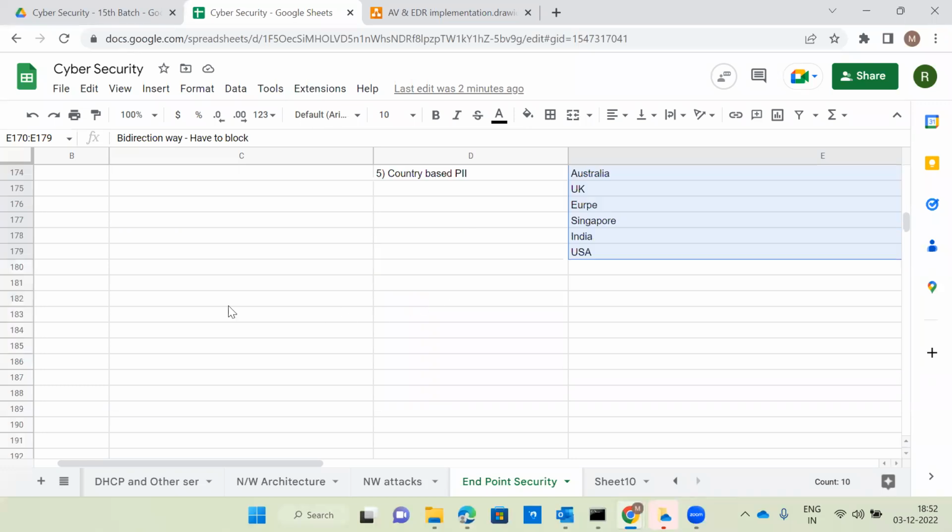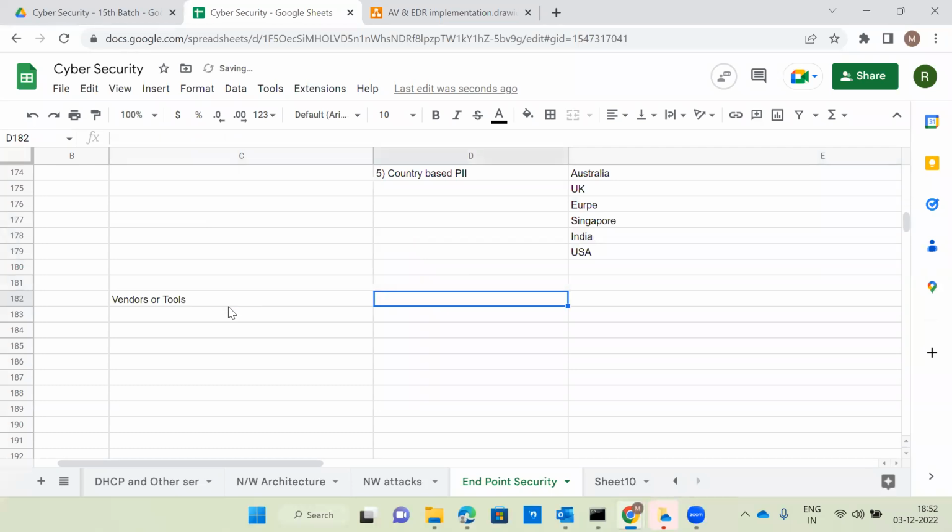Now, who are all the vendors available in the market? Vendors or tools. Right now, number one in the market is Digital Guardian. Second one is Microsoft. Third one is Symantec. Fourth one is Trend Micro. Fifth one is McAfee ePO, ePolicy Orchestrator. So these are the very famous vendors for DLP-related tools.